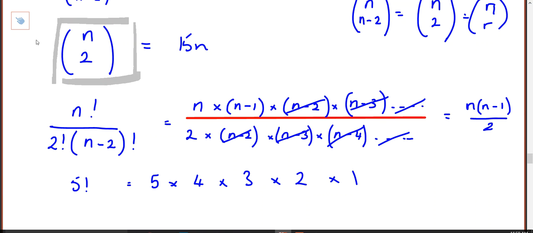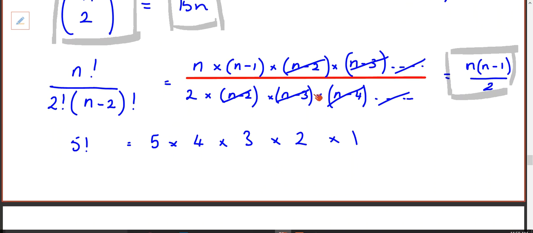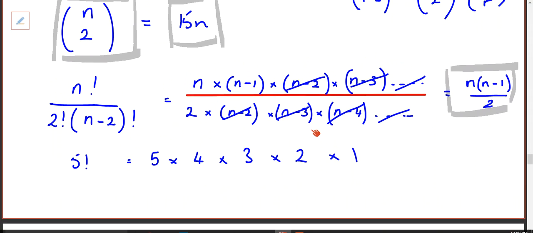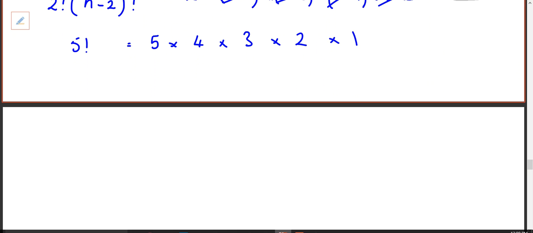So what can I say? Now this bit is equal to this bit, no? Okay. Let me know if I'm going too fast. But there is a video, you can watch it again afterwards. So I'm going to rewrite it now as n times n minus 1 over 2 is equal to 15n.